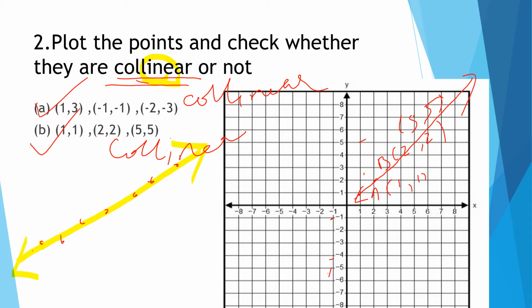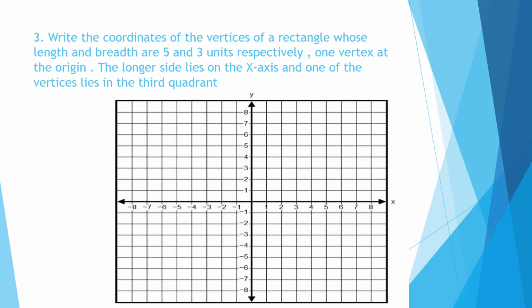Move to the next question. Question number 3 is: write the coordinates of the vertices of a rectangle whose length and breadth are 5 and 3 units respectively, with one vertex at the origin.